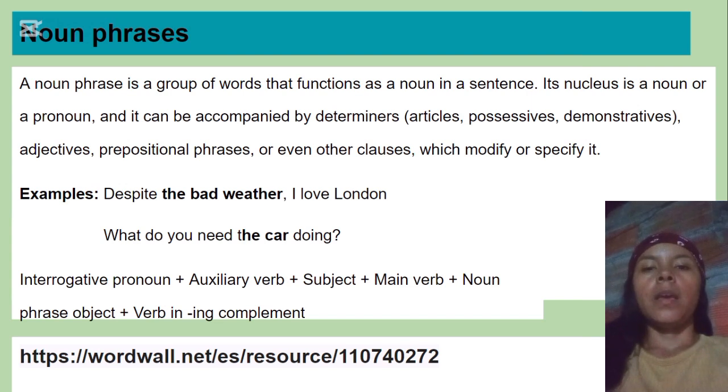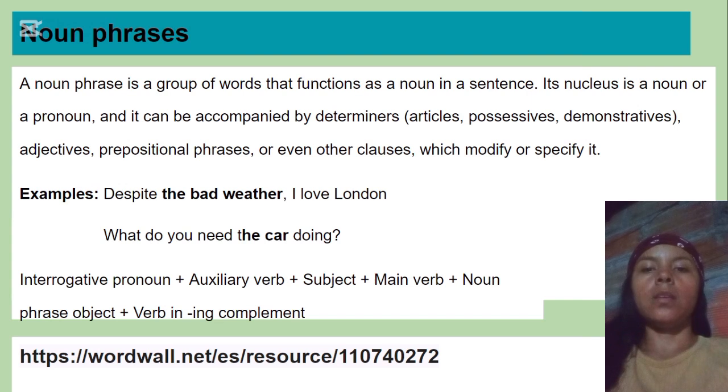For example, in "Despite the bad weather, I love London," the bad weather is a noun phrase. The nucleus is weather, noun. There is a determiner, the, and bad is an adjective that modifies it. Together, they function as the object of the preposition despite. The car is a noun phrase, where car is the nucleus and there is a determiner.